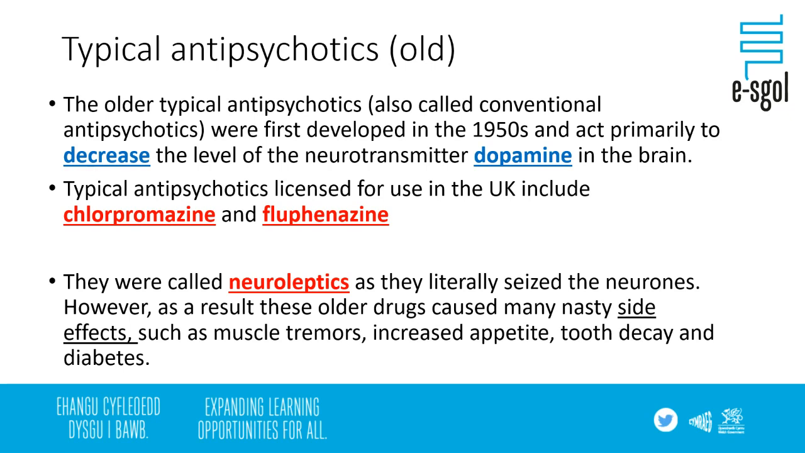And chlorpromazine and fluphenazine are neuroleptics, and neuroleptics essentially means that they seize the neuron. So those neurons that have got dopamine in are seized, they are stopped, which therefore means dopamine levels are decreased, which is what we want. But the problem with this is that they have quite nasty side effects, especially the older sort of drugs. So we know that there is a link between dopamine and Parkinson's disease because of the use of dopamine in the past.